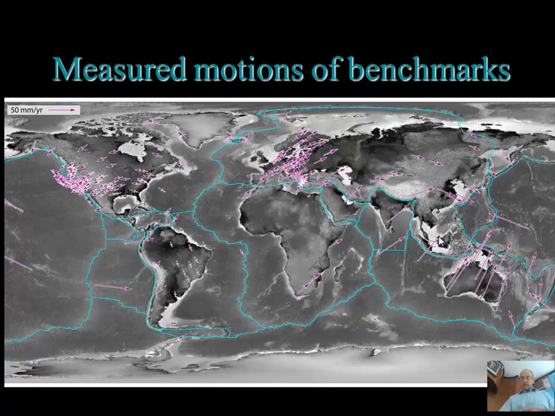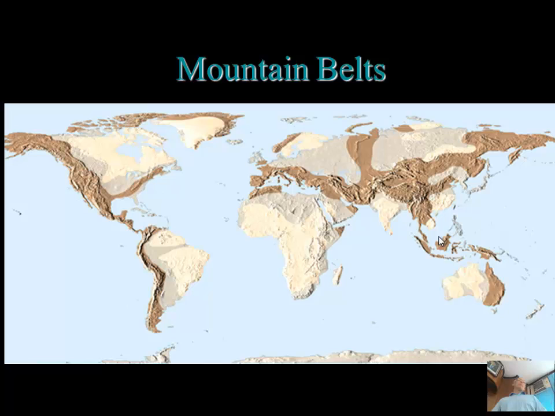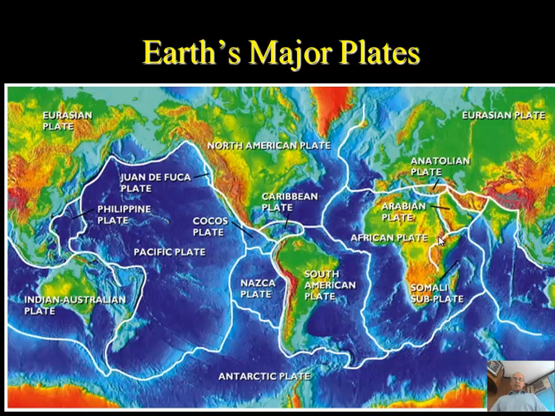Then, of course, over longer time scales, we see the development of the mountain belts. This just shows the young mountain belts of the world, and they're associated with plate boundaries. The dark browns are the geologically young mountains. This was the model of Earth's major plates, and it's sort of North American centric. So here we are over on this side. We're really looking at the interaction between the India-Australian plate and the Eurasian plate when we talk about Southeast Asia, and also then the Pacific and Philippine plates.